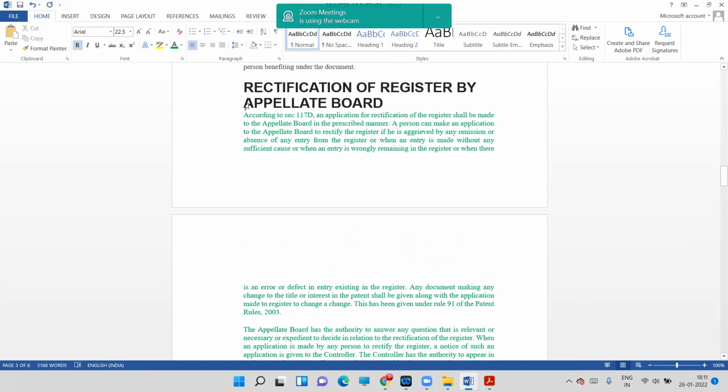According to section 117D, an application for rectification of the register shall be made. Now tell me, what is rectification?